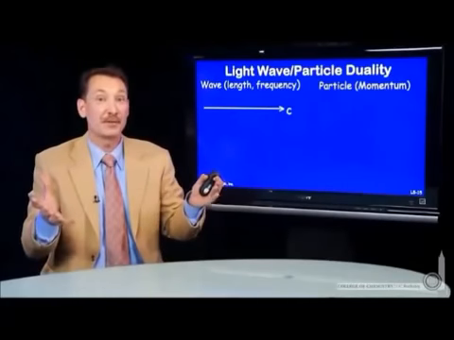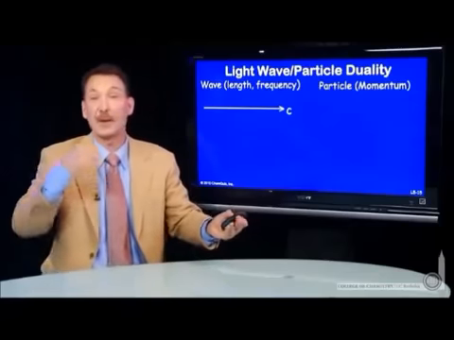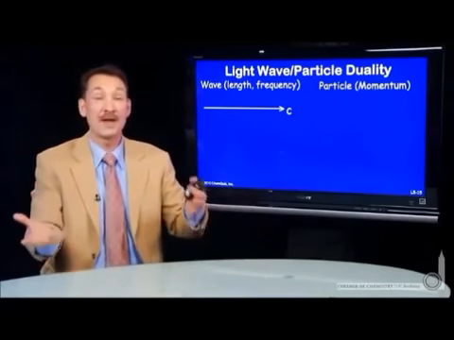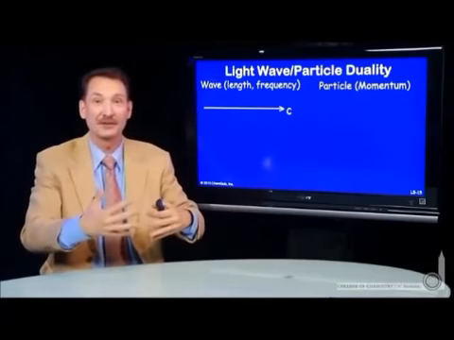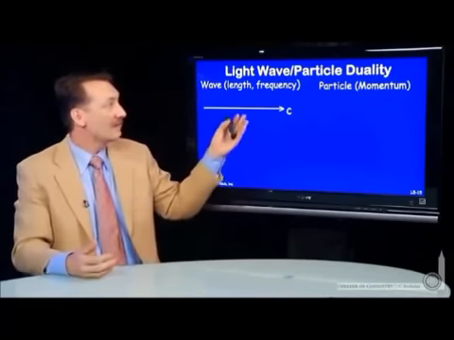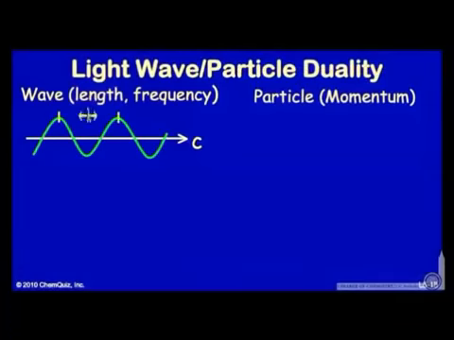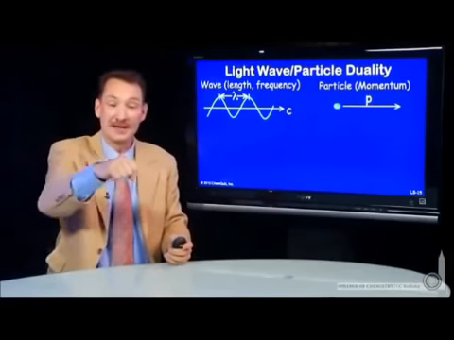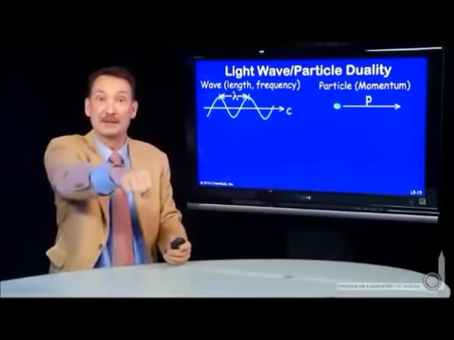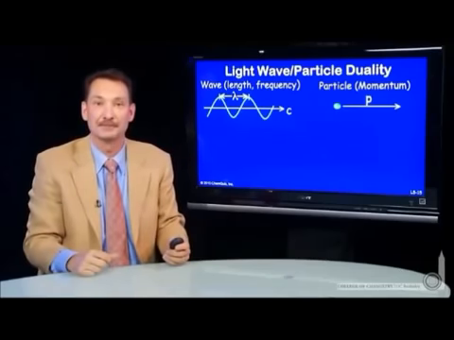Light has both the properties of a wave and the properties of a particle. It's a wave and a particle at the same time. There's a duality to the wave-particle relationship. Wave properties, like wavelength and frequency and speed, somehow must be related to particle properties. Particle properties that are moving, the most important property is the momentum, its mass times its velocity.